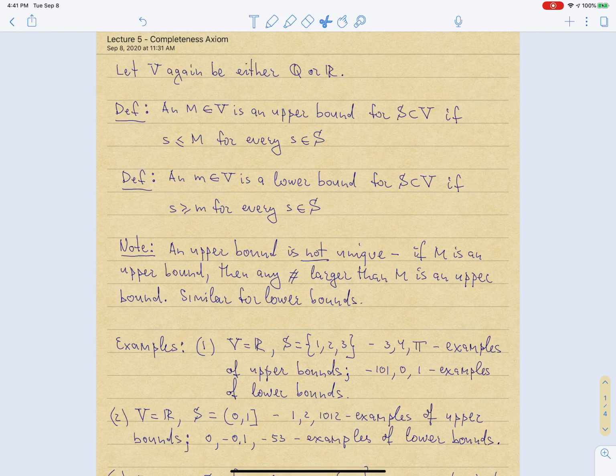In this lecture, I'm going to discuss the property that distinguishes Q and R. So just to recap, last time we talked about Q and R being ordered fields. So both satisfy the same set of properties from a point of view of arithmetic operations, addition and multiplication.